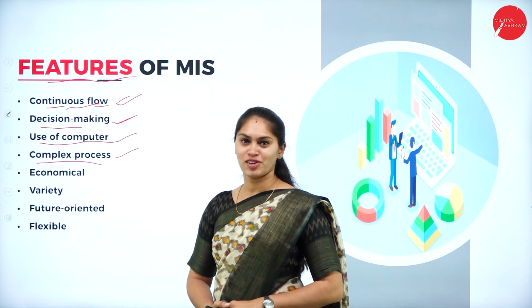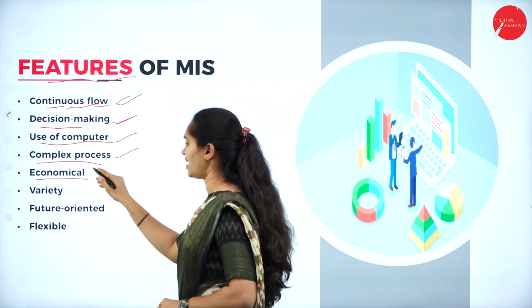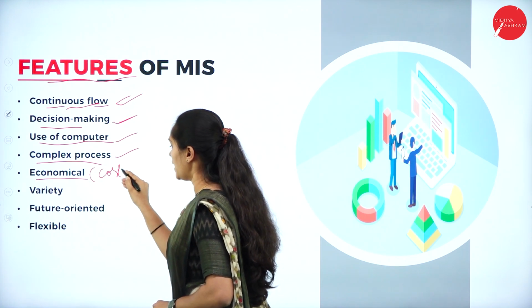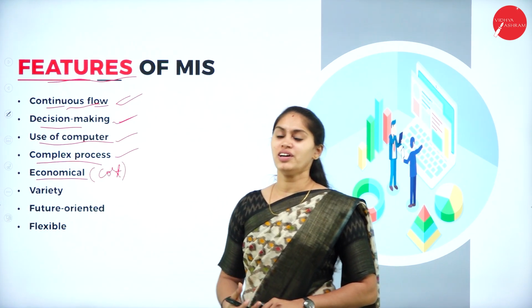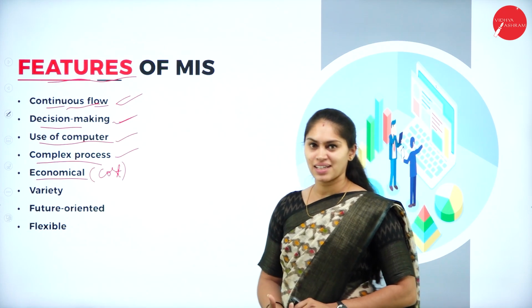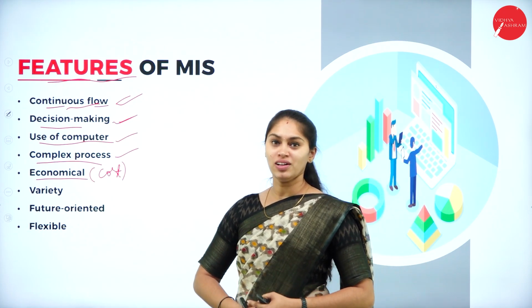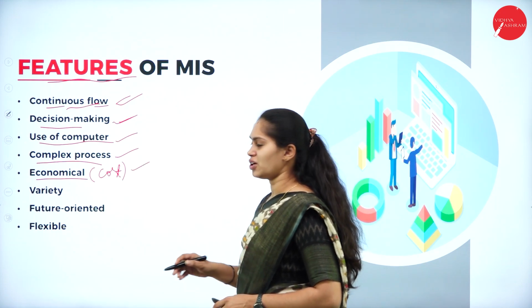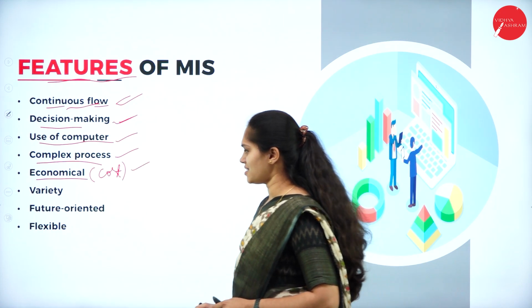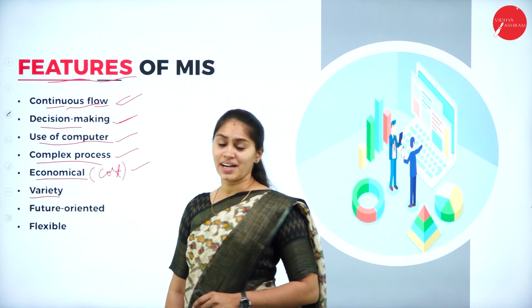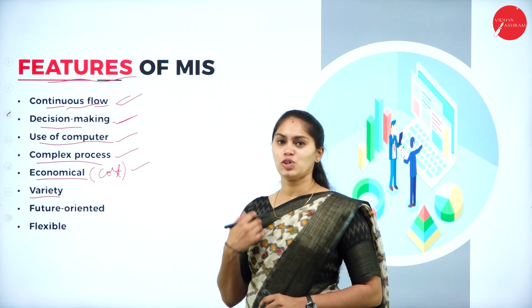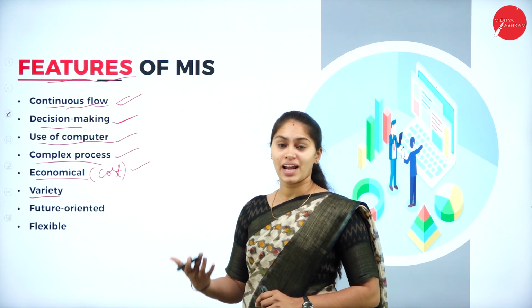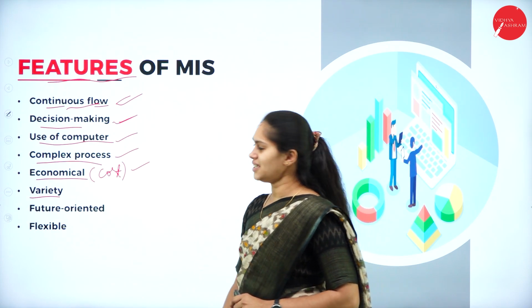What is the next feature of this MIS? That is economical. It comes under the category of cost and monetization. Having a computer with basic features is not so costly. It is reasonable in terms of economy and monetization. Next we have variety. This MIS has the ability to hold and process a variety of information and data.